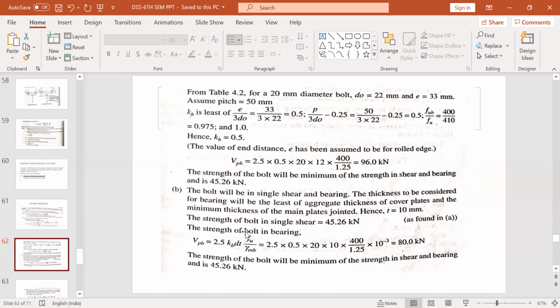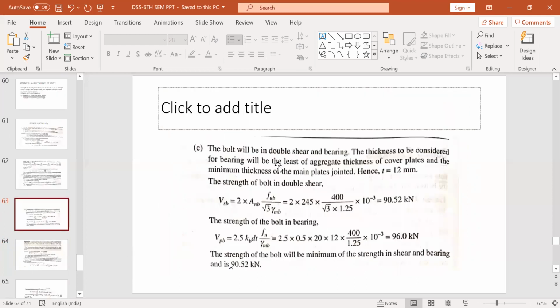Okay, so this we have done for the single cover butt joint. Now consider the double cover butt joint. When you are providing a double cover butt joint, everything will be the same. The calculation will be the same. Only in double cover you will get two shear planes, one on the top, one on the bottom. So the entire formula will be multiplied by 2. The strength of the bolt in double shear will be 2 into what you have found, 2 into 45.26. So this is 90.52. Same formula you are providing. Now whenever you change between single cover and double cover, only the thickness will change. Other things will be the same.